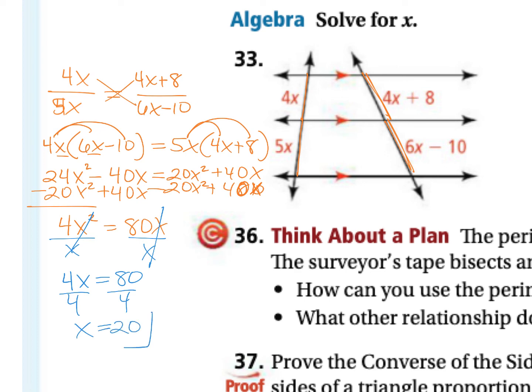X equals 20, okay? So those are some of the main questions I expected to get on the homework. Hopefully that answers them all. If not, talk to a neighbor around you. They can help you.